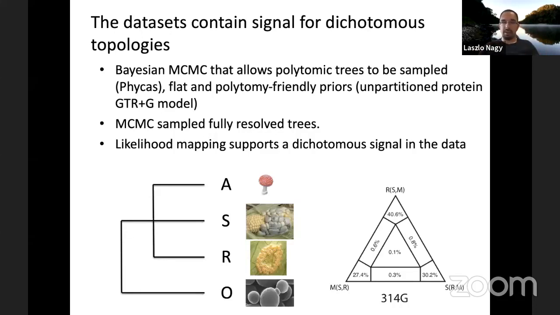We also ran Bayesian analysis that allowed polytomic trees to be visited during MCMC. This is implemented in PhyCAS. This analysis suggested, even under polytomy-friendly priors, that the data set has a strong signal for dichotomous relationships and dichotomous topologies. So with that, we could pretty confidently reject the hypothesis that this difficulty of resolving the tree would be stemming from a hard polytomy.